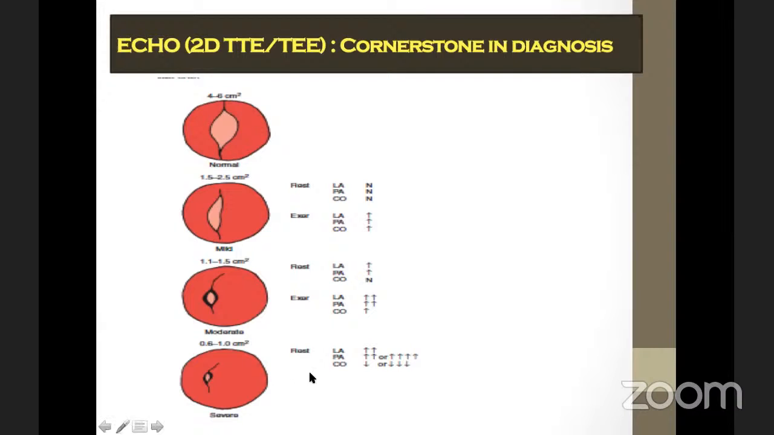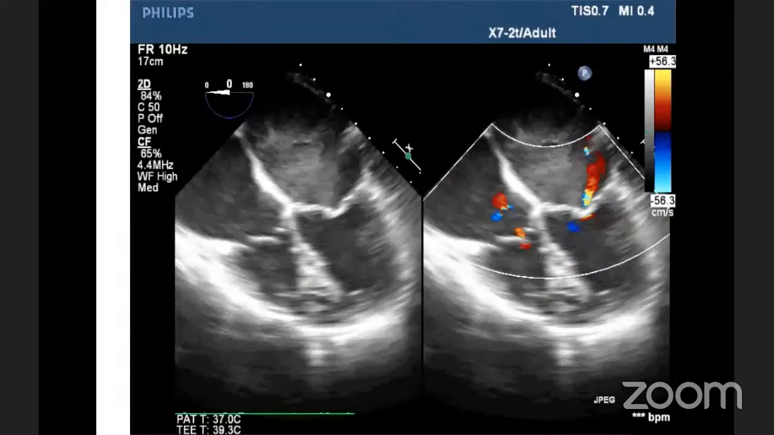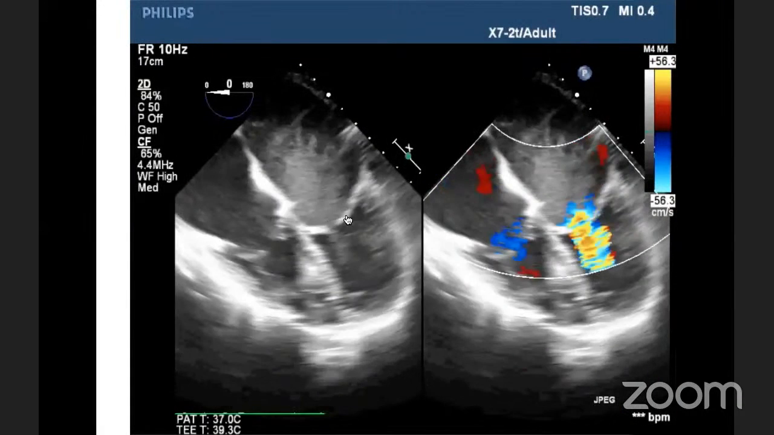If there is severe stenosis, the valve area decreases further. Even at rest there is a massive increase in LA pressure and PA pressure, there are signs of pulmonary hypertension, and there is a decrease in the cardiac output. So this is a typical echocardiography picture of a case of mitral stenosis.